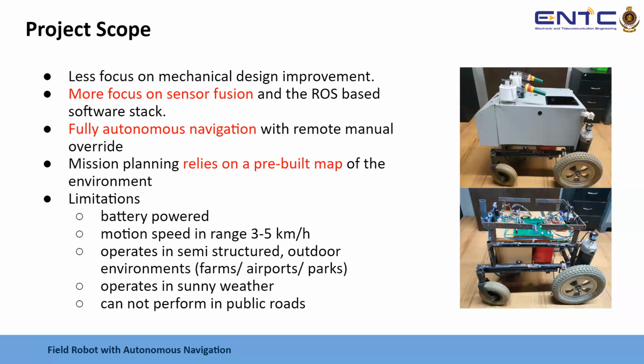We do not plan to deploy it at night time. And in addition to that, the robot cannot perform on public roads. It means it cannot identify traffic lights or traffic signs, and it will not be able to navigate through urban roads.